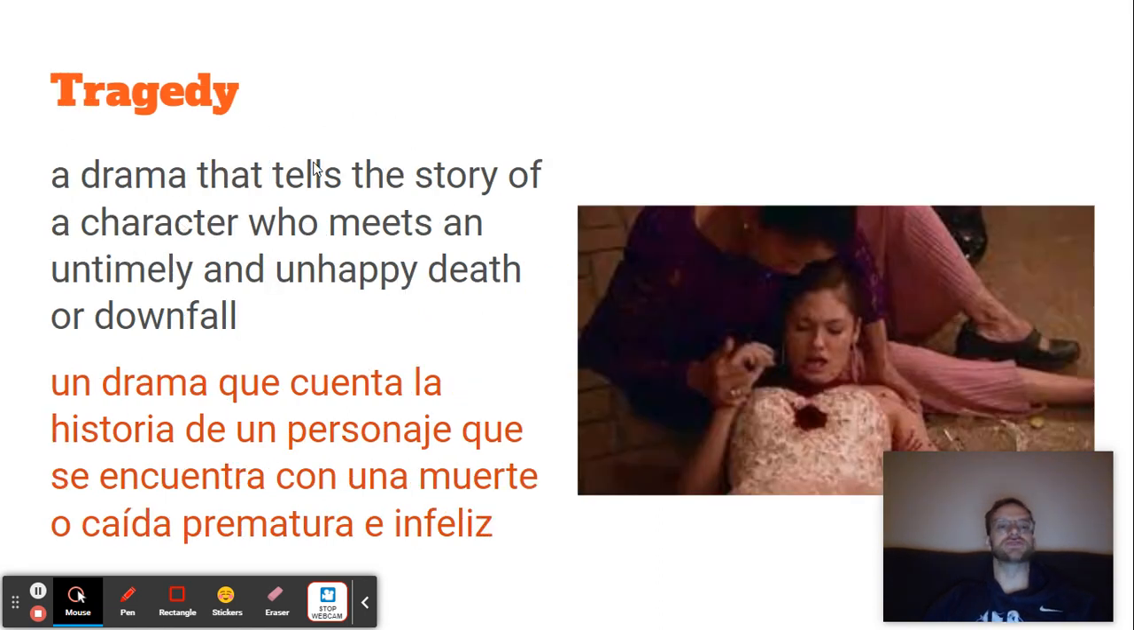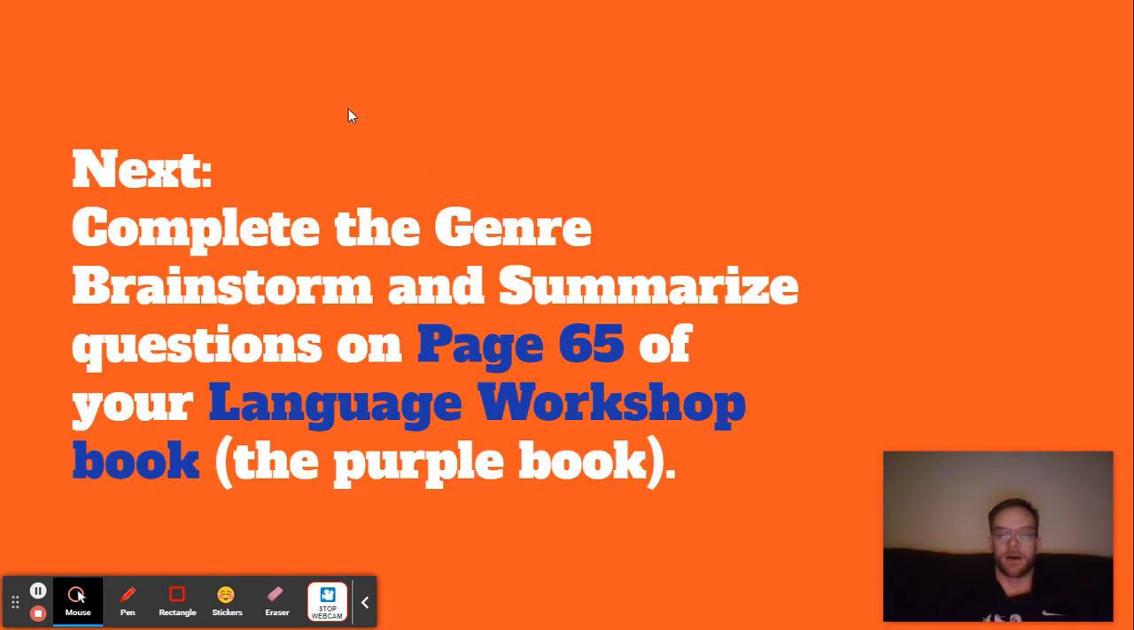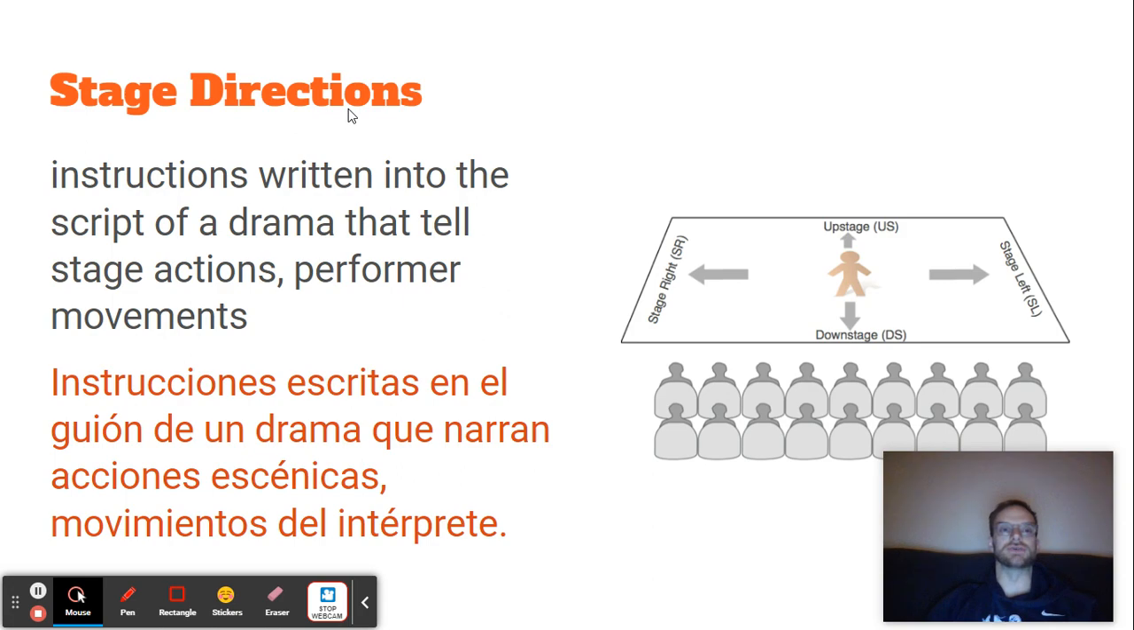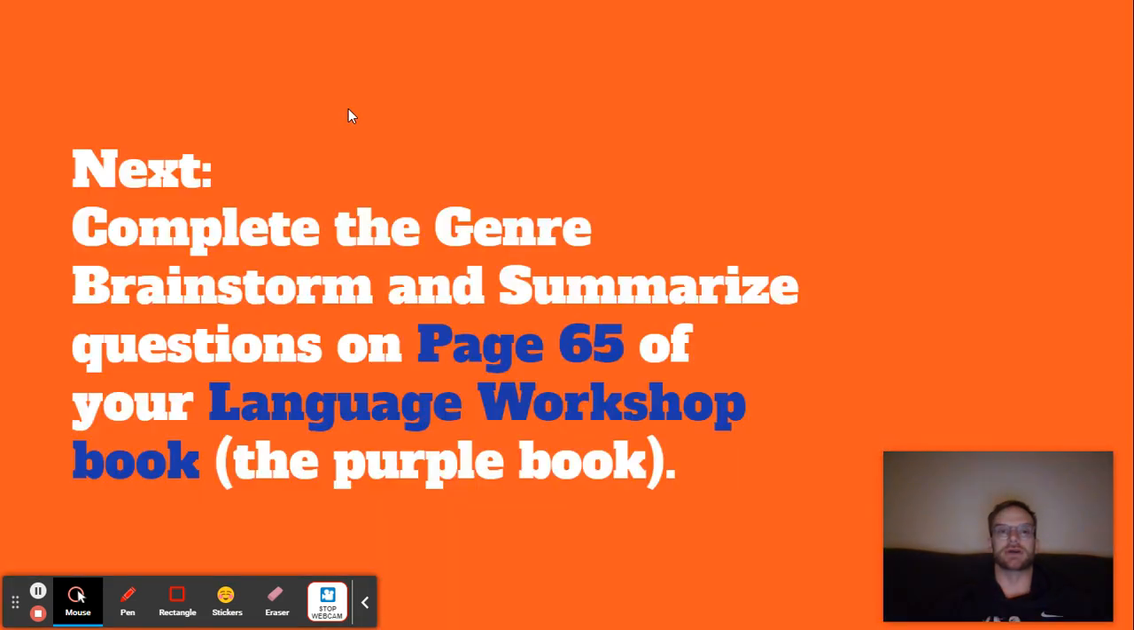And tragedy is a drama that tells the story of a character who meets an untimely or unhappy death or downfall. Like at the end of On My Block when this girl gets shot. That would be an example of a tragedy. And that's it. That's our last definition. So again, make sure you get all these definitions on your note catcher.